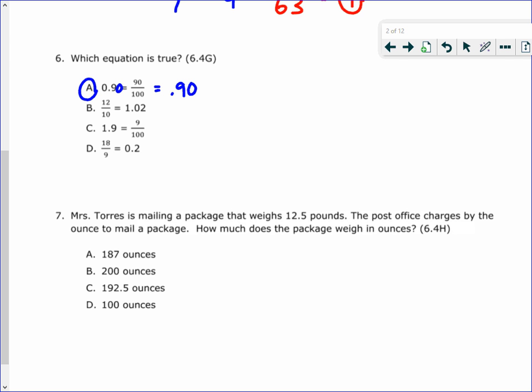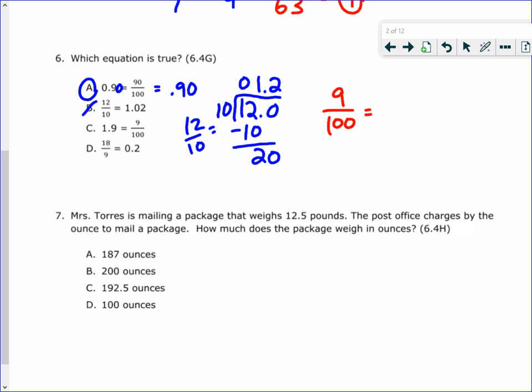12 over 10 is equal to 12 divided by 10. And as you can see here, 12 divided by 10 is 1.2. So 12 over 10 is equal to 1.2, so that one's wrong. 1.9 is definitely greater than 900. So 900 equals 0.09, so that one's wrong.